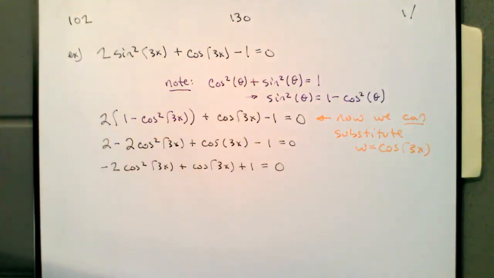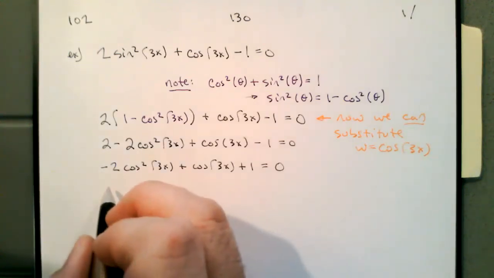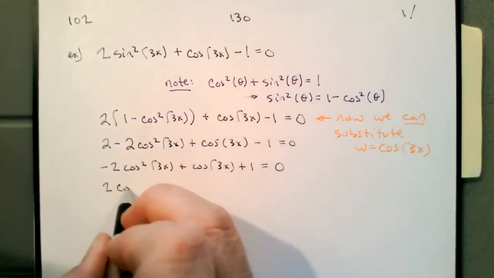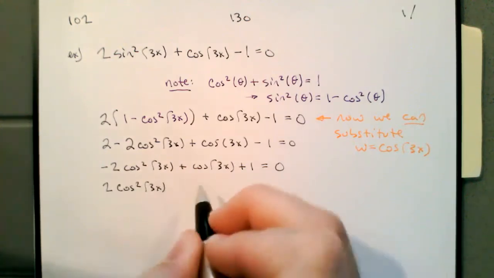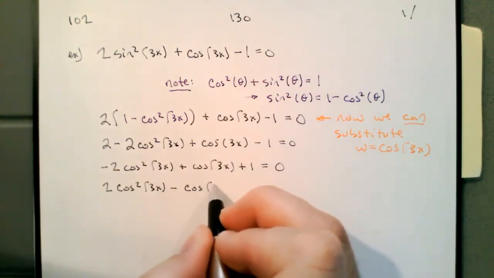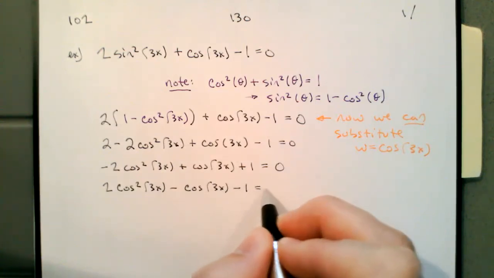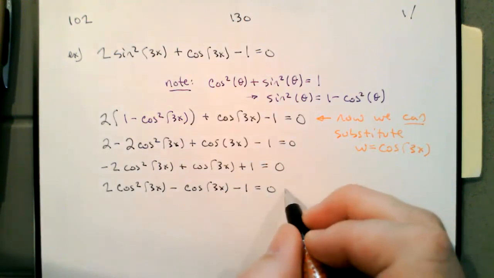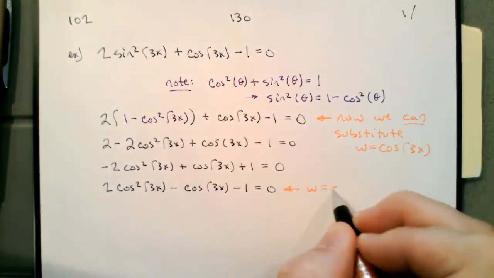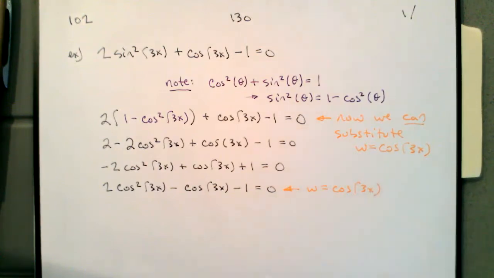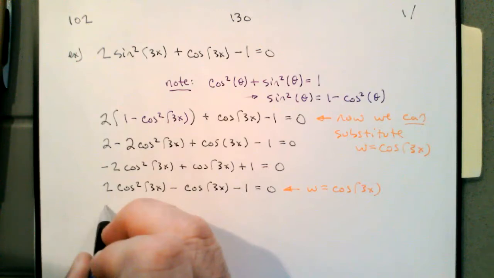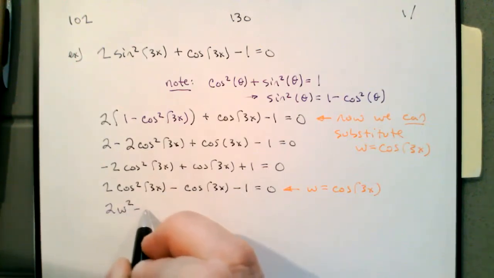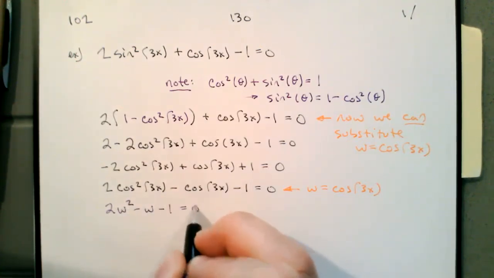I'm not really a fan of leading coefficients being negative. This is our first class after algebra, so let's not mess with leading negatives. I mean, it's fine, but let's go through and change all the signs. Let's multiply everything by -1. And now we can make the substitution w equals cosine of 3x. So my equation becomes 2w squared minus w minus 1 equals 0.